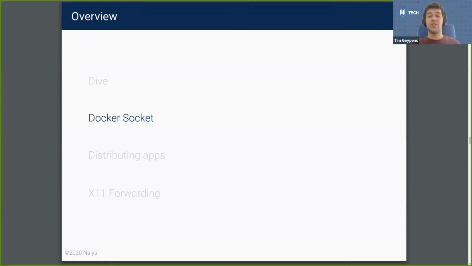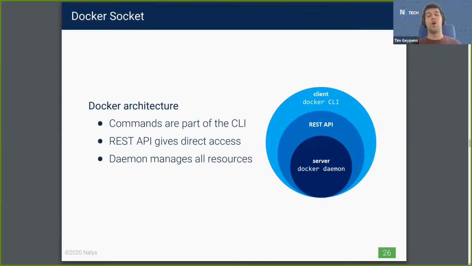So to get into the Docker daemon socket, we'll first have to explore how Docker works a bit more internally. So internally, Docker has at its core the Docker daemon running on your system. It's a service that when you install Docker and start up the Docker service, of course, it will always be running in the background on your system. And that's the tool that will actually manage all your images and containers on your system.